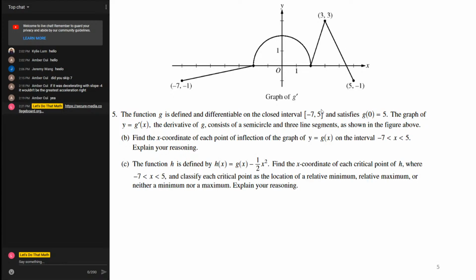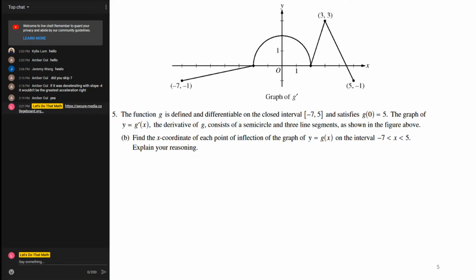Okay, next it says: find the x-coordinate of each point of inflection of the graph of y equals g of x on the interval -7 < x < 5. So from -7 to 5, explain the reasoning. We want to find the x-coordinates of the inflection points. The inflection points are going to be when the second derivative, in this case of our function g, changes signs.